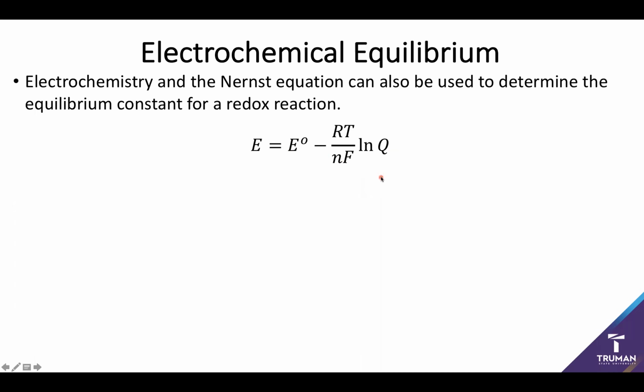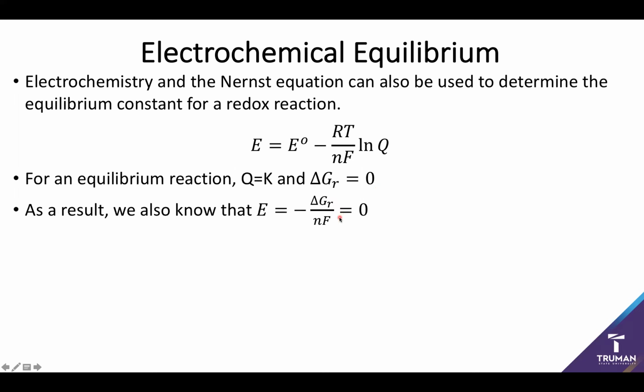However, as we saw for Gibbs, there's a very unique point in this reaction, and that's going to be the point at which the system reaches equilibrium. This should happen if you let any reaction sit for long enough: eventually the reaction quotient will equal K, and as a result, the Gibbs free energy goes to zero. However, by using our relationships between Gibbs and potential, this also means that for an equilibrium or reversible reaction, the potential should also be zero.